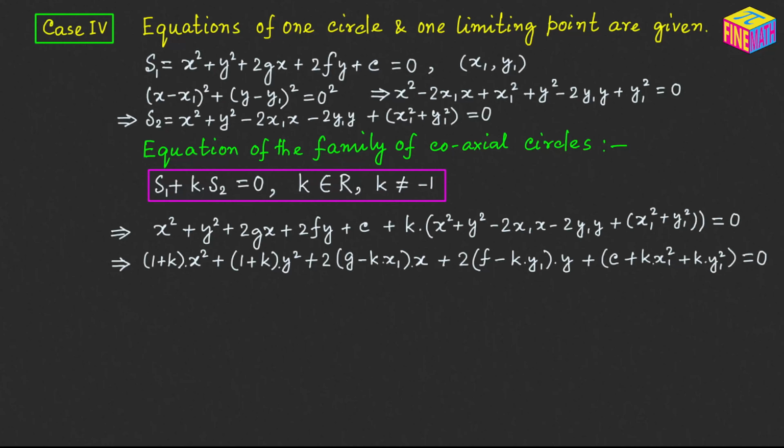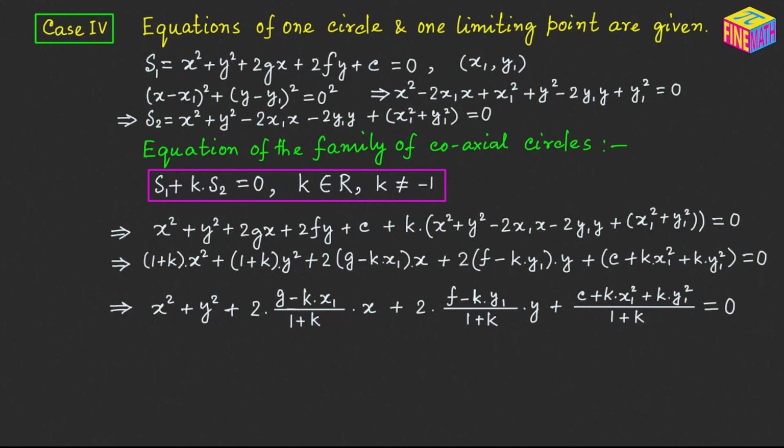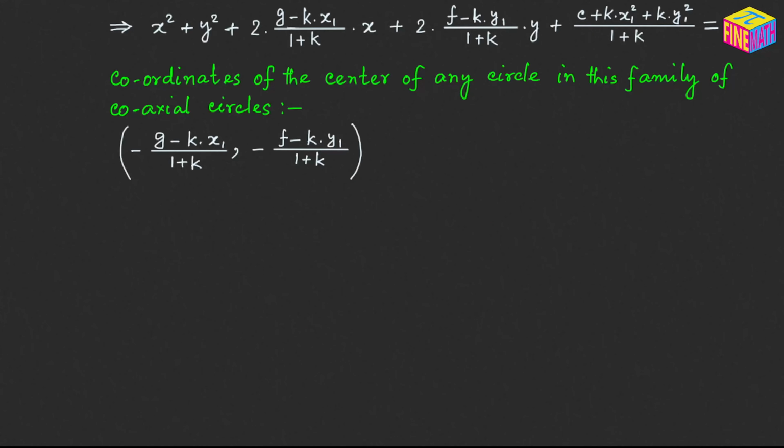And then finally I am going to divide both sides of this equation by 1 plus k, so that the coefficients of the x squared term and the y squared term will become 1. Our equation would look like this. And from here we can easily note down the coordinates of the center of any circle belonging to this family. And the coordinates of the center can be written in the general form like this.